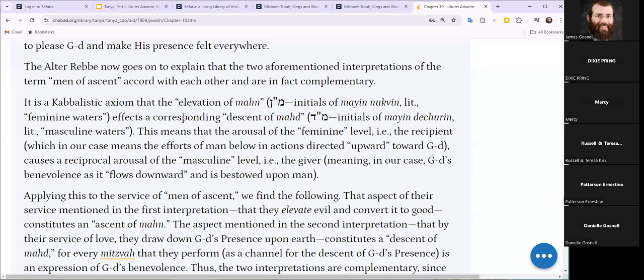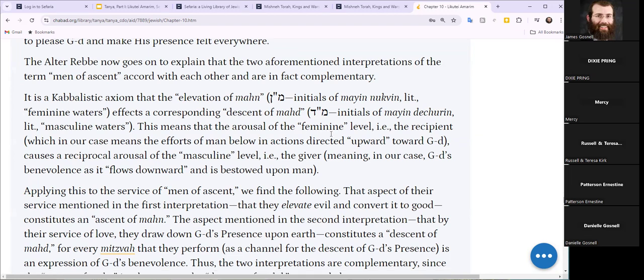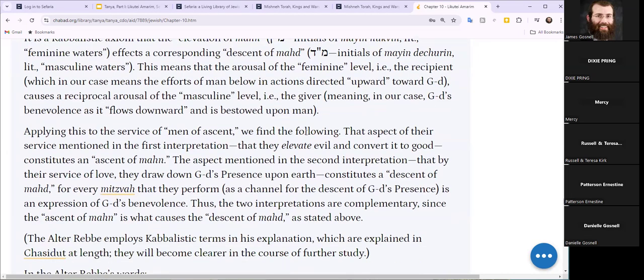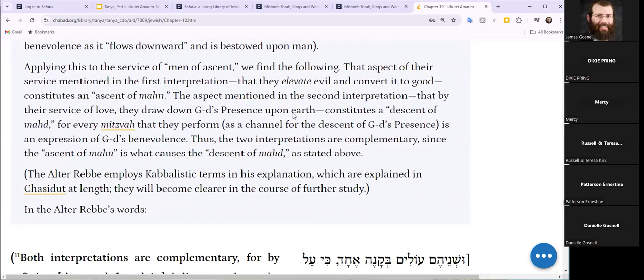So the feminine waters, I think, are from below, and the masculine waters are from above. Is that correct? Correct. God's benevolent. Yeah, yeah. That's really, so that's one of them.